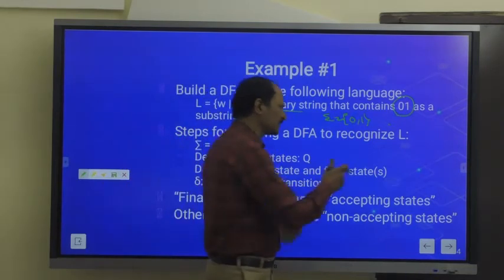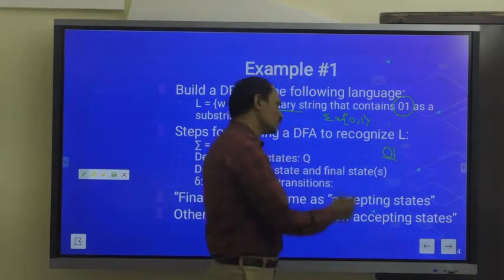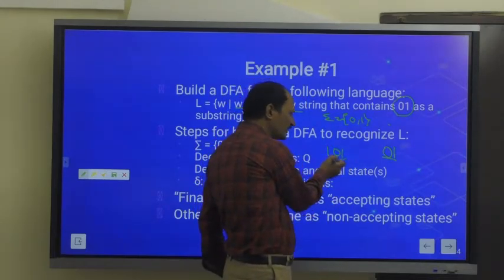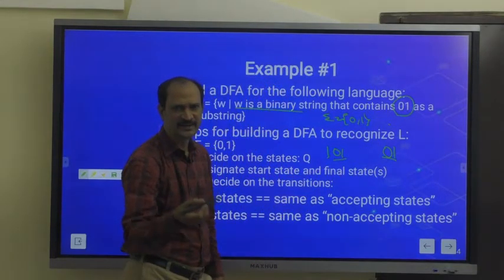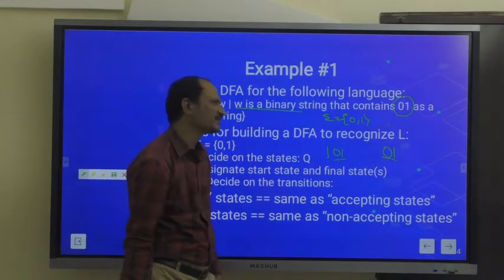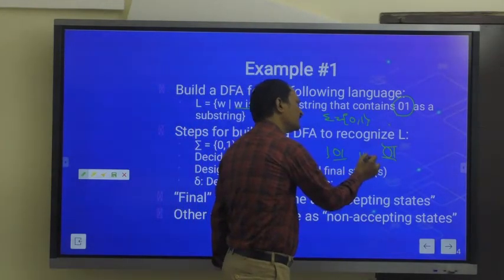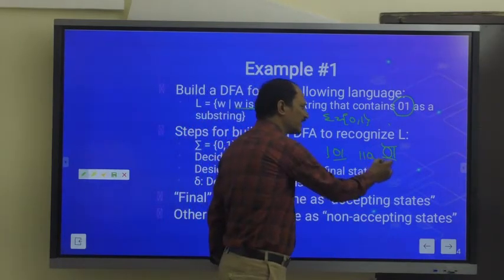What is an example? What is the minimum substring that I can have? 01. What is another string that I can have? 101. Since 01 is there in 101, we say that this is a valid word that exists in the language. This is also a valid word. Can I say 110? No, this word is not in the language.